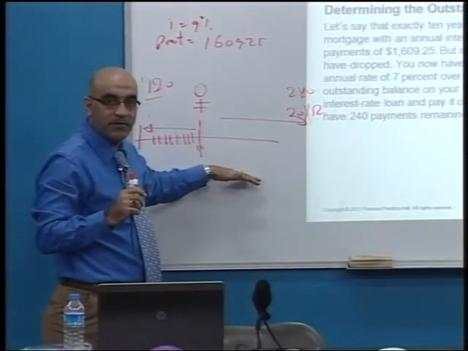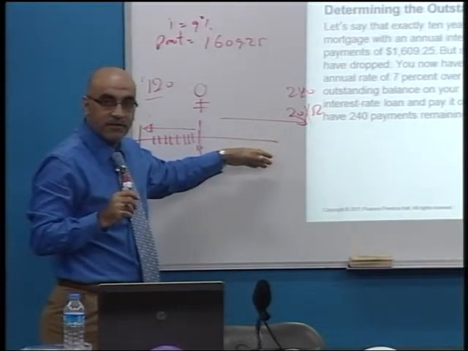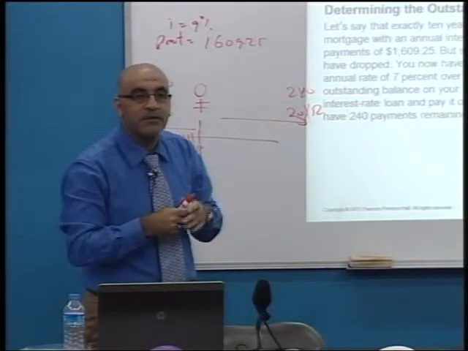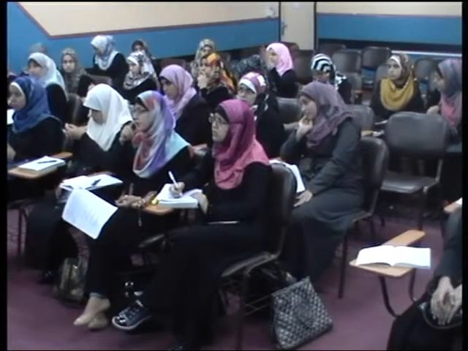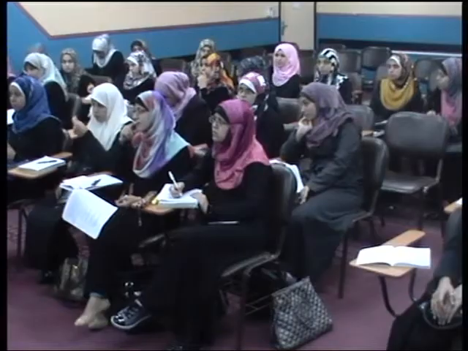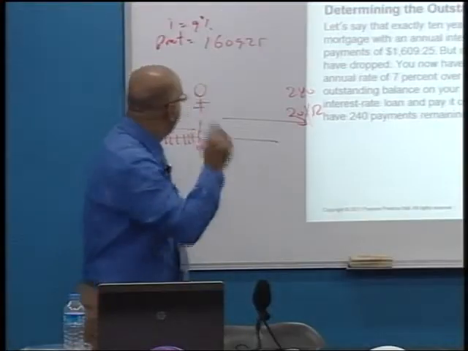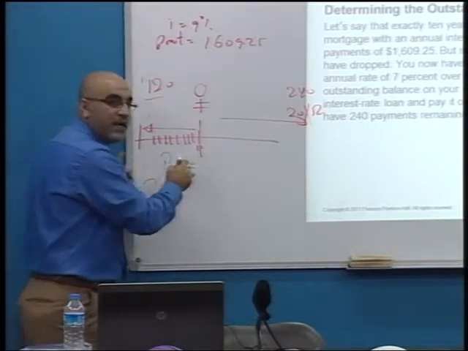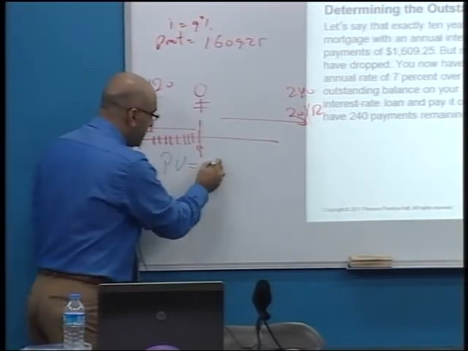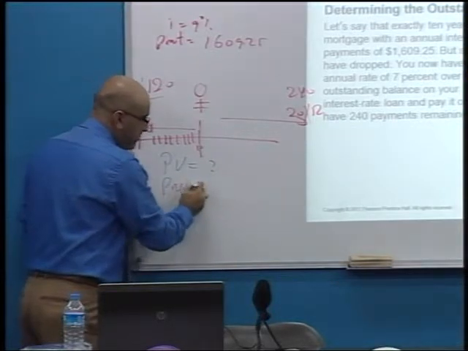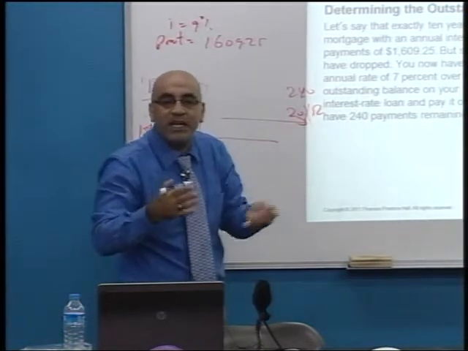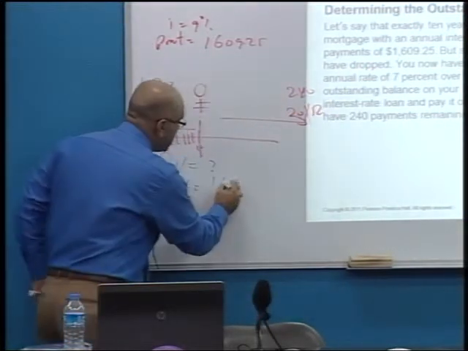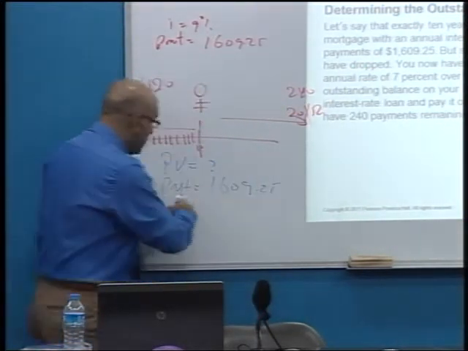Okay? Yes, you don't need to. You are right. You already have the payments. The present value, we don't know the present value. We know the payments. I gave you the payments. Why do you want to recalculate the payment? Because the payment is already there. It is 1,609.25.